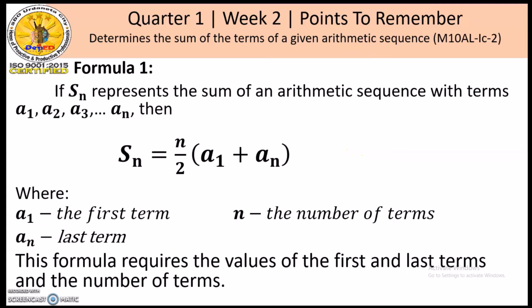We have your formula 1. If S sub n represents the sum of an arithmetic sequence with terms a sub 1, a sub 2, a sub 3, up to a sub n, then S sub n is equal to n over 2 multiplied by a sub 1 plus a sub n, where a sub 1 is the first term and a sub n is the last term, while n is the number of terms. This formula requires the values of the first and last terms and the number of terms.